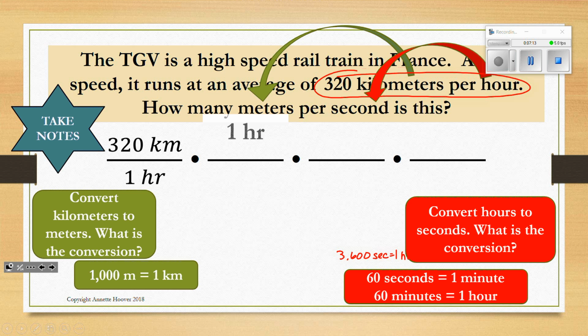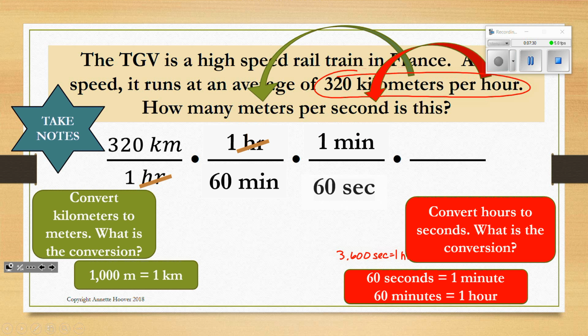So, first of all, we're going to set up the time. Again, it doesn't matter which one you do first. We know that there are 60 minutes in 1 hour, so we put the hour on the top so we can cancel out with the hour on the bottom from the original one. For the next conversion, we're going to put 1 minute equals 60 seconds. The minute goes on top so it can cancel out with the minute from the previous ratio. That is our time conversion.